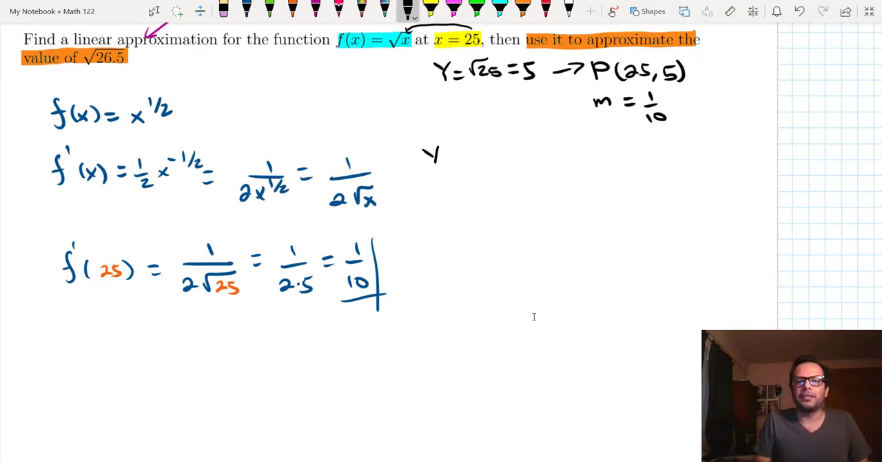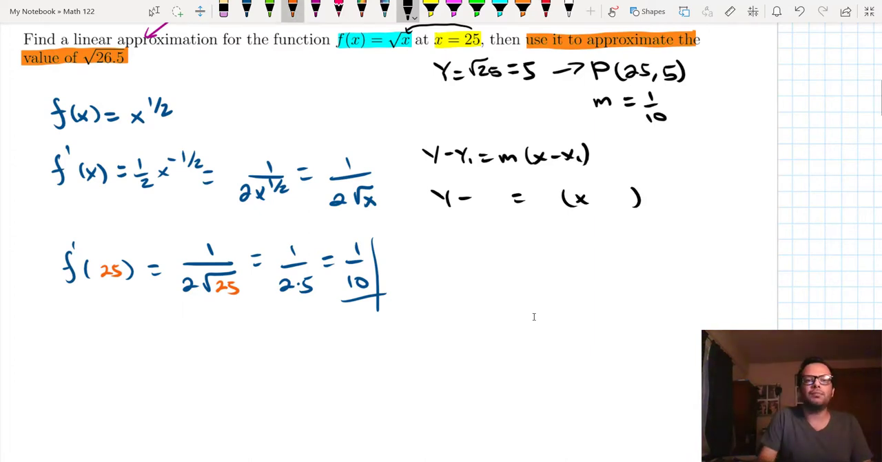Now, let's use the point-slope form: y minus y1 equals m times x minus x1. So we are going to plug in the values. So y minus 5 equals the slope, which is 1/10, times x minus 25.